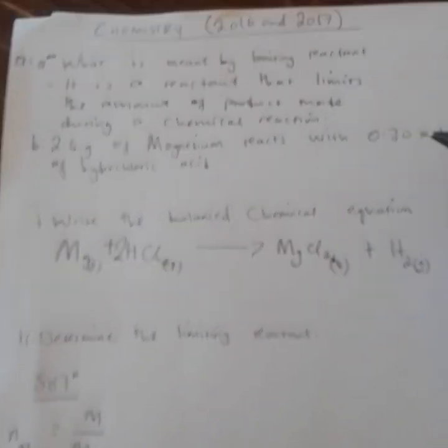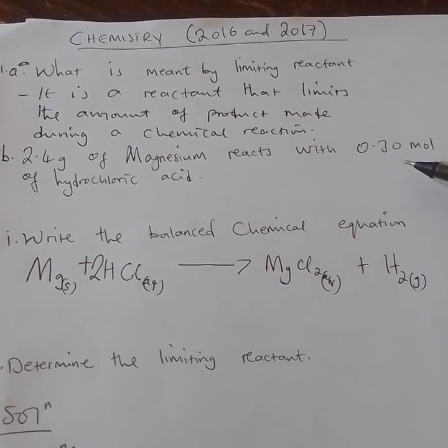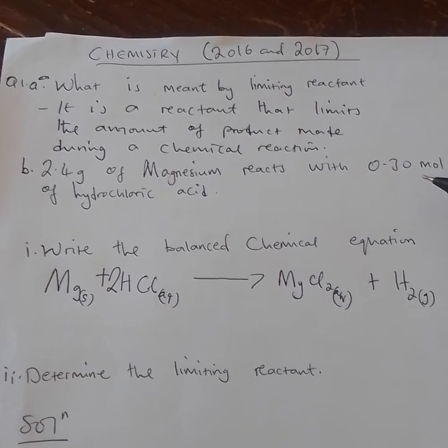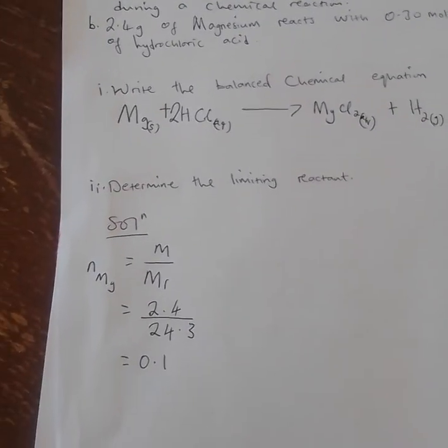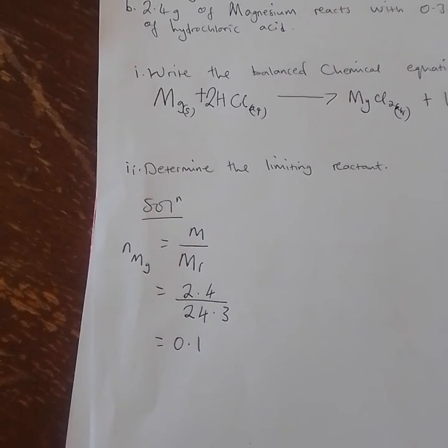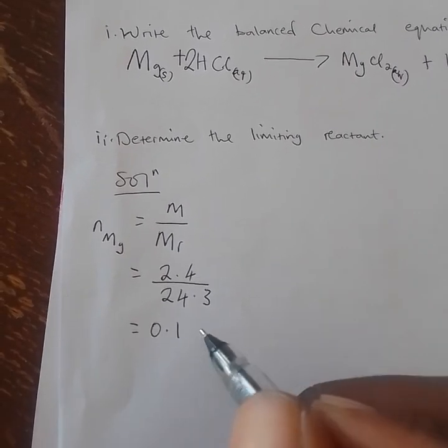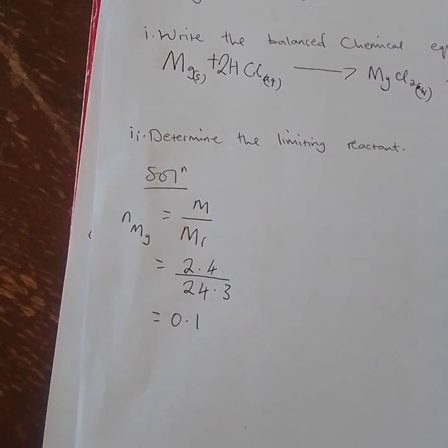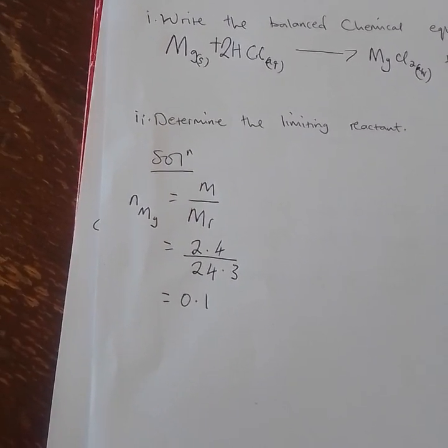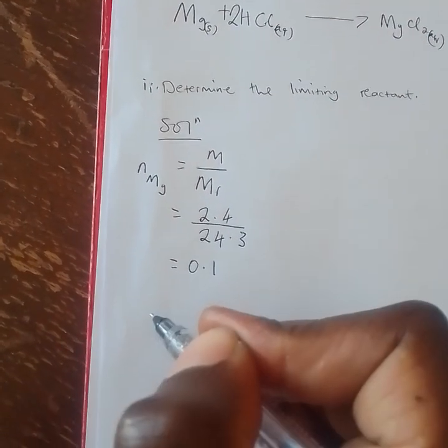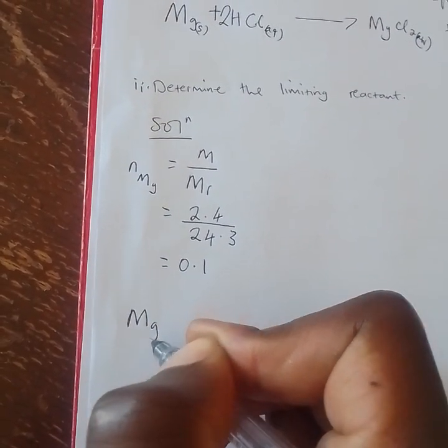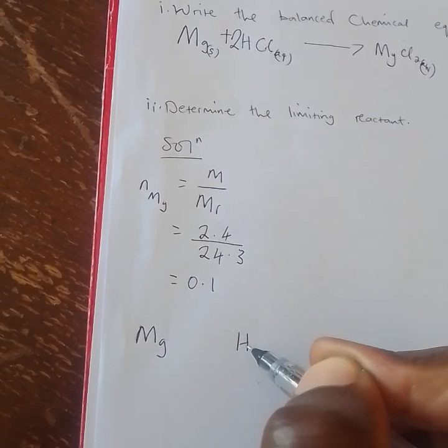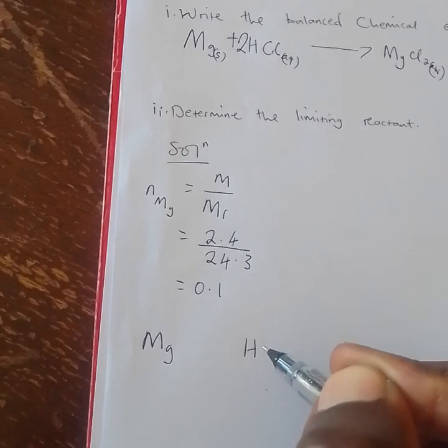So we found the number of moles of magnesium. We don't need to find the number of moles of hydrochloric acid because this was given. If it wasn't given, we would find it. Since we've already been given the moles of hydrochloric acid, we just needed the moles of magnesium, which is 0.1. Your next step is to do a mole-to-mole ratio. Here I'm going to write magnesium and compare it with a product of your choice, and I'm going to choose hydrogen.